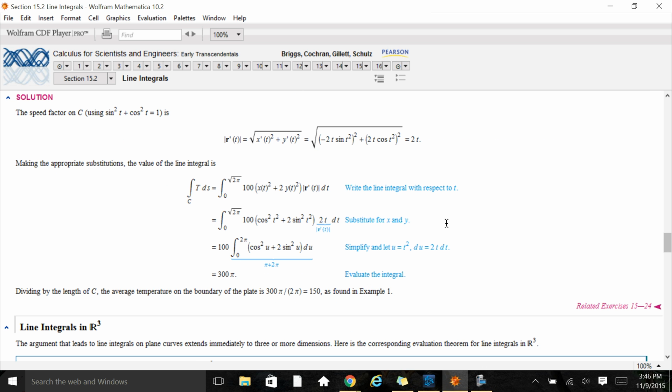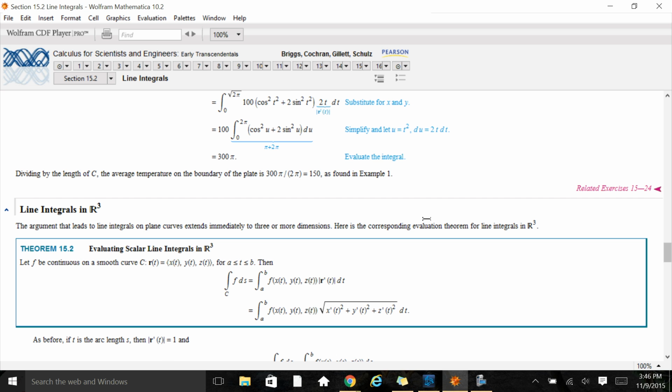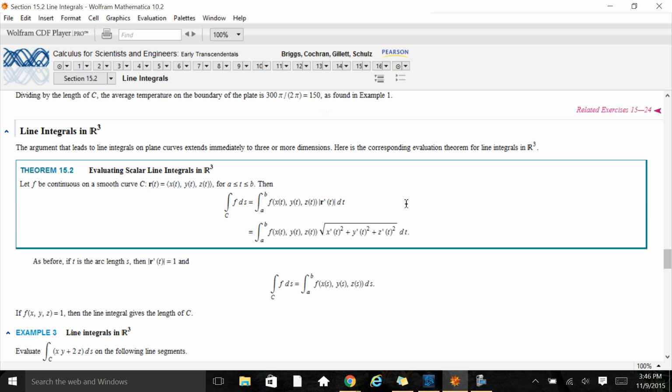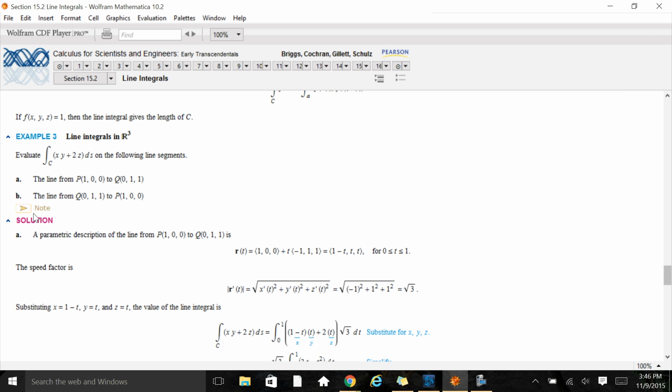Okay, not too bad. Line integrals in R3 turn out to be basically the exact same thing, whatever parameterization you want. And then we've got the speed factor, which now you just add a z term onto. Here's a couple examples of line integrals. Say we want to integrate in R3 the integral of xy plus 2z ds on the following line segments. The first one, 1, 0, 0 to 0, 1, 1, and then the second one in reverse.